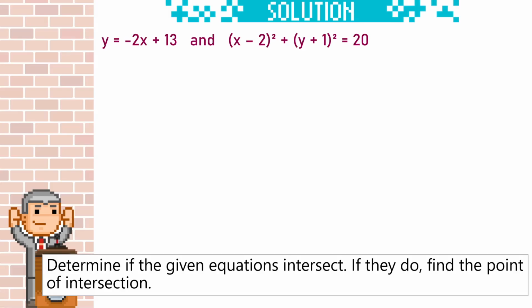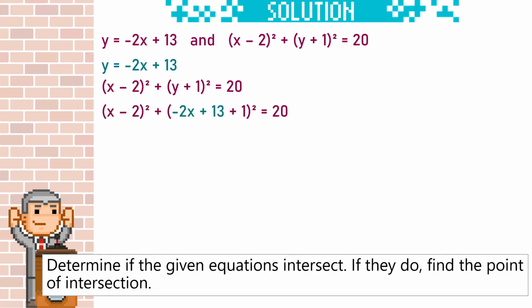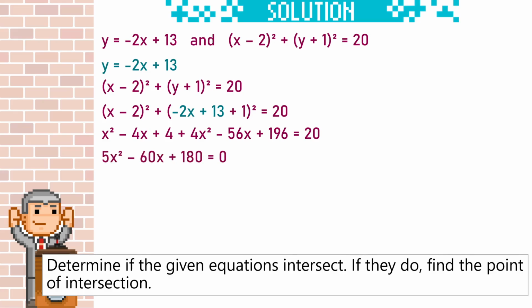To find the intersection or intersections, we need to substitute one of these equations into the other. The linear one here seems to be the easiest because we've got it as y equals. So where the y is on the circle equation, we can replace that with minus 2x plus 13. We can then expand the brackets and collect the like terms. We end up with 5x squared minus 60x plus 180 equals 0.